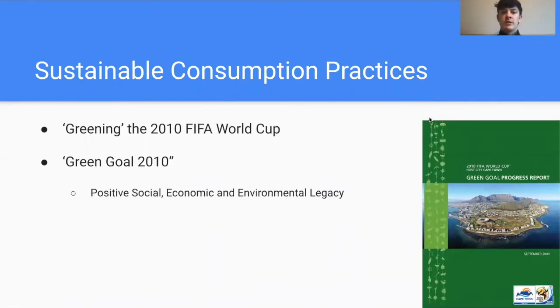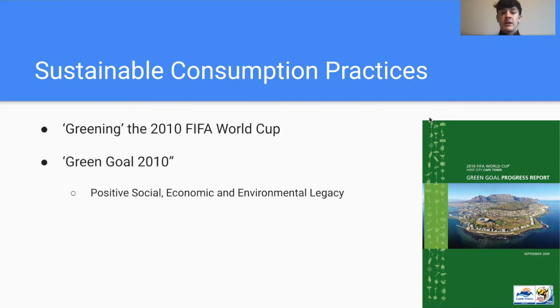Moving on to sustainable consumption practices, there was an environmental sustainability plan run by FIFA for the 2010 World Cup, under which they planned on greening the event. The plan was to develop a Green Goal 2010 program that would mitigate some of the environmental impacts of the event, as well as secure a positive social, economic, and environmental legacy, ranging from waste management and recycling to biodiversity protection to public transport upgrades. However, due to a lack of coordination, this program unfortunately didn't end up happening.